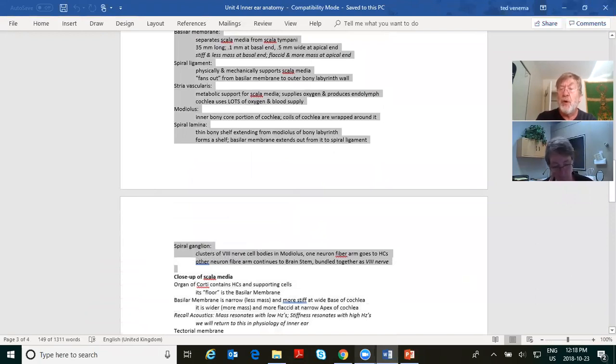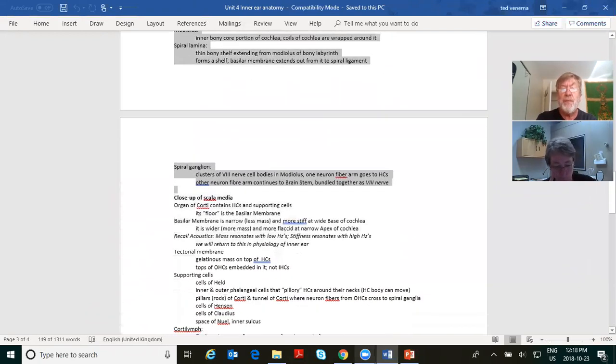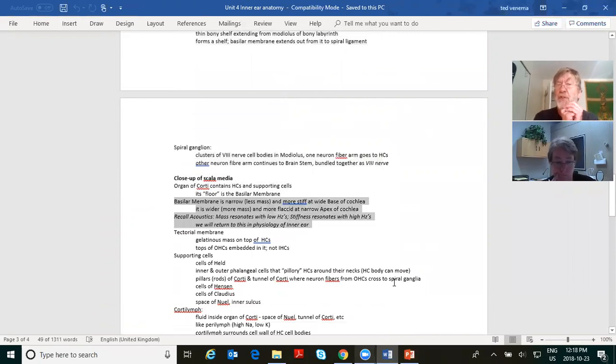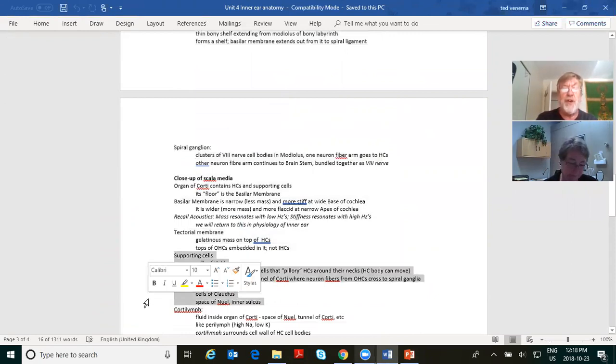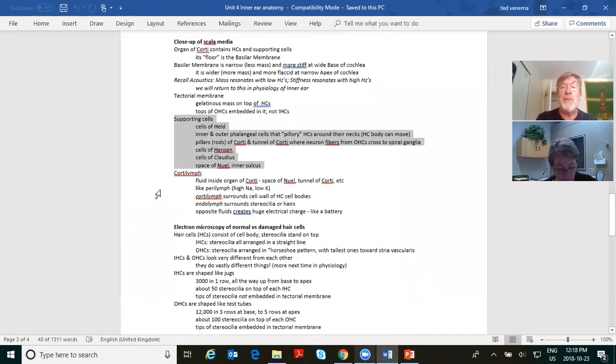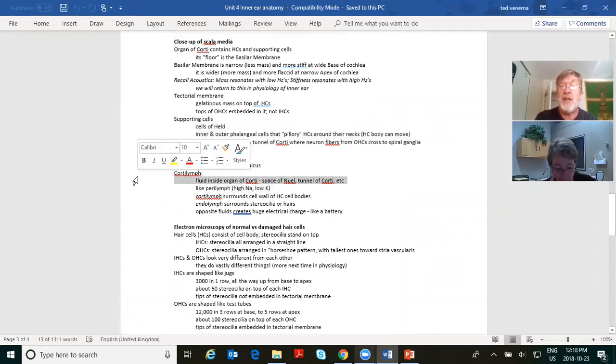And then know what the organ of Corti is, of course. Concentrate on knowing the basilar membrane, mass and stiffness properties. The tectorial membrane touches the top of the outer hair cells, not the top of the inner hair cells. Don't worry about knowing the names of the supporting cells. That's not what I'm interested in. Know what cortilymph is. Don't worry about the Na and the K, but know that it is actually like perilymph, but inside the scala media.